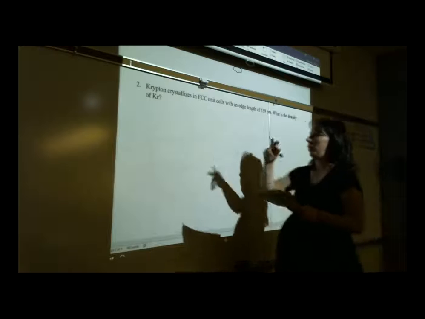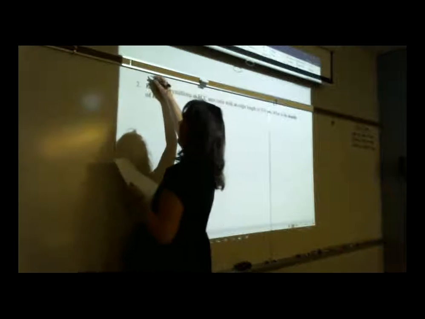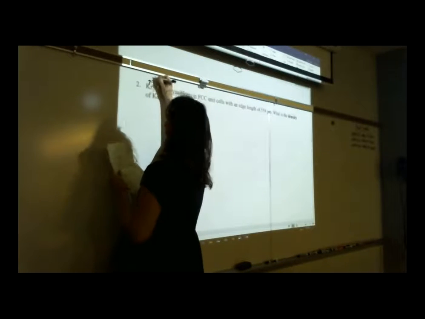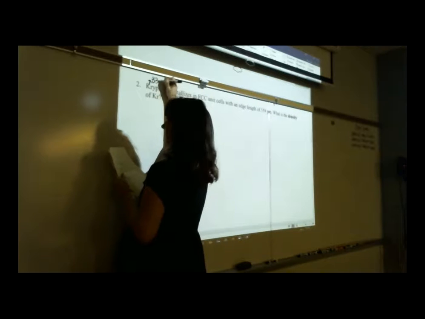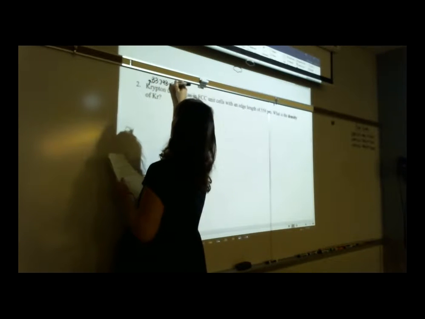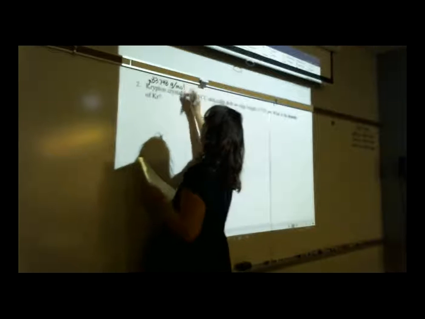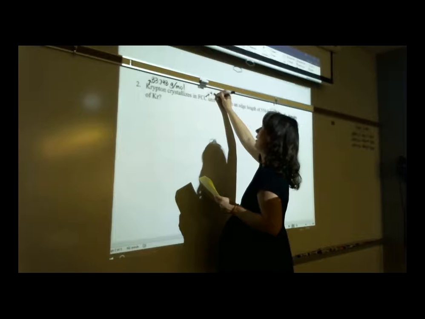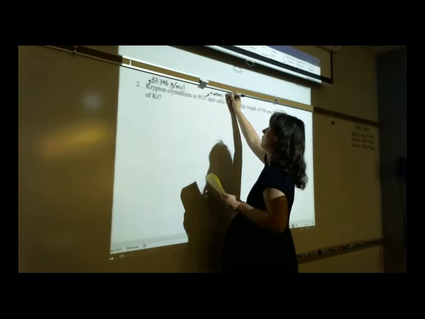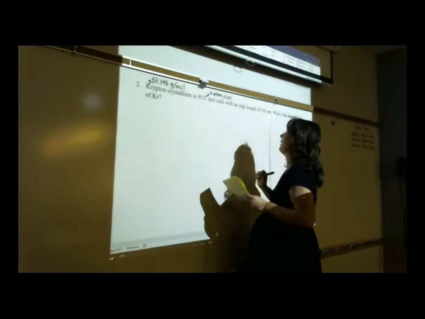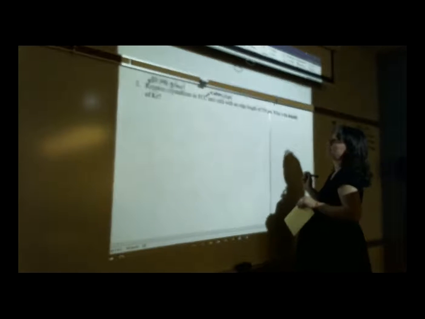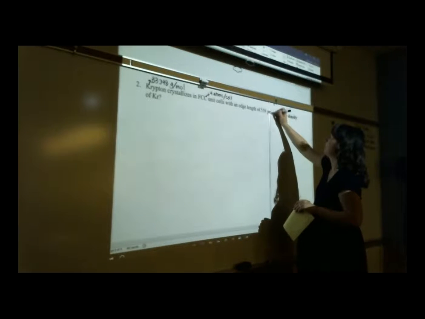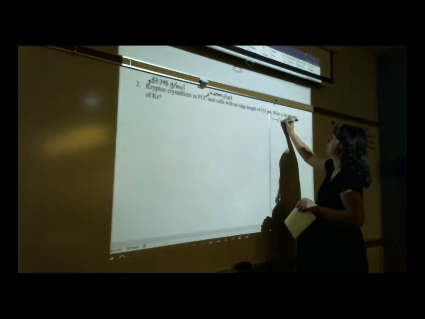So I look up the molar mass of krypton. Its molar mass I got to be 83.798 grams per mole. Face-centered cubic, so that means there are 4 atoms per cell, right? Edge length of 559 picometers. Let's go ahead and convert that to centimeters.